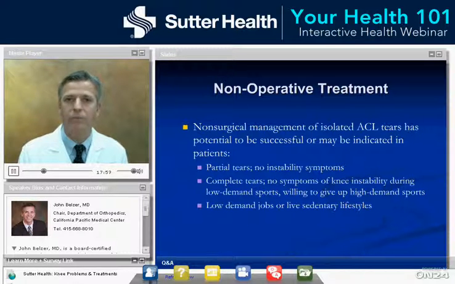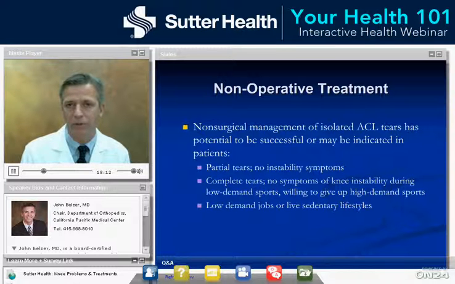Oftentimes there are advantages when patients have only partial tears and they don't have instability episodes, but some patients who have complete tears are able to participate if their knee is not grossly unstable, and more importantly, if they don't experience instability episodes. Some of these patients are called copers, but it's difficult to select out who these patients might be. Other patients who may be good candidates for non-operative treatment are patients who have low-demand jobs or live sedentary lifestyles.